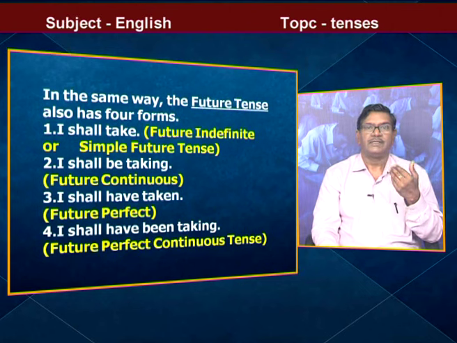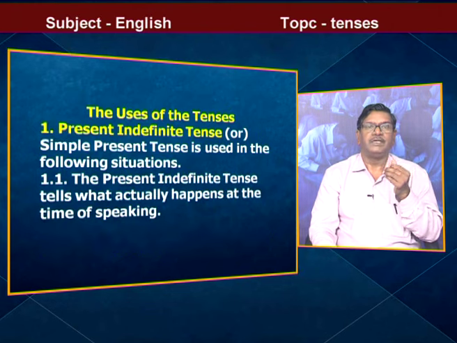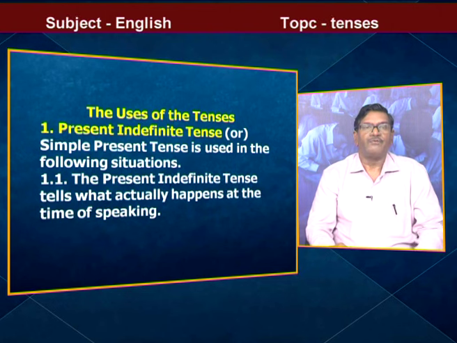One is future indefinite or simple future. Second one, future continuous. Third one, future perfect. Fourth one, future perfect continuous. So, these are the different tenses again in respect of future tense. Okay? How do we use these tenses, different tenses, and where do we use?